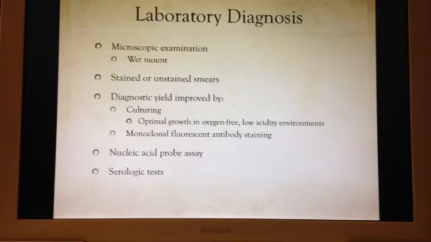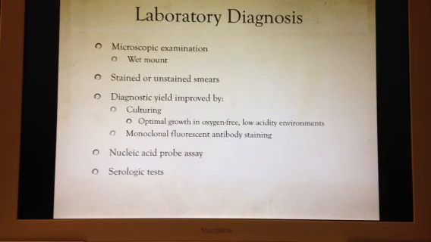Let us now see how Trichomonas vaginalis is diagnosed in the laboratory. The method of choice to diagnose Trichomonas vaginalis is microscopic examination. It is easily distinguished under microscopic examination via a wet mount, in which the corkscrew motility of the microorganism is observed. Stained or unstained smears of the parasite can be examined as well.